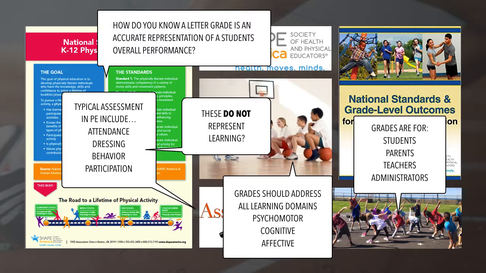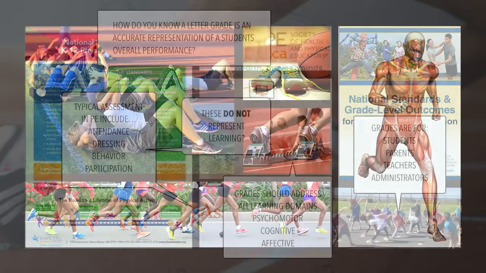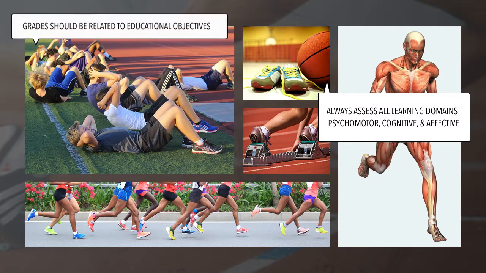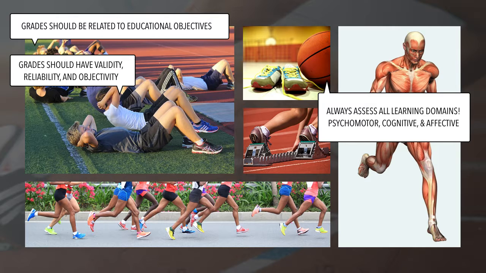So, some criteria to remember when developing grades. Number one, they should be related to the educational objectives, meaning that previous to assigning grades or going through assessing, you should develop some objectives. What is it that you want the students to be able to achieve? They should have validity, reliability, and objectivity. That requires a few times of administering the same assessment, recognizing the flaws in that assessment, modifying it, and reapplying it.